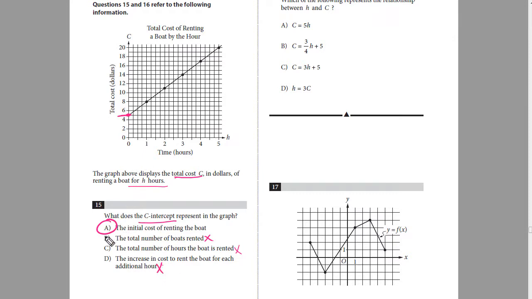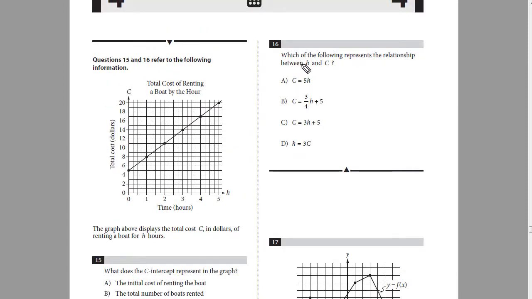So the correct option will be option A, because it is the fixed amount that you have to pay no matter how many hours you use the boat. Or you can say it is the minimum amount to rent a boat, and for each additional hour we just keep adding the amount. So this was question number 15.